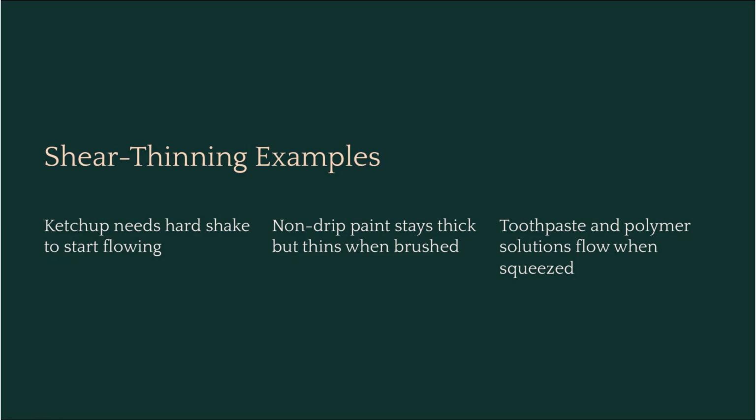You likely interact with shear thinning examples every day without realizing it. Think about why ketchup needs a hard shake to start flowing. You are applying stress to thin it. We see it in non-drip paint, which stays thick but thins when brushed. Even personal care items like toothpaste and polymer solutions flow when squeezed.